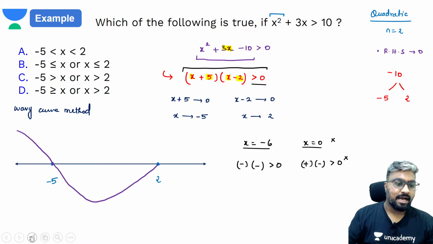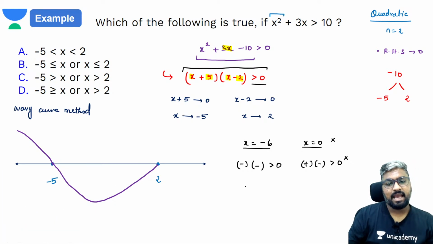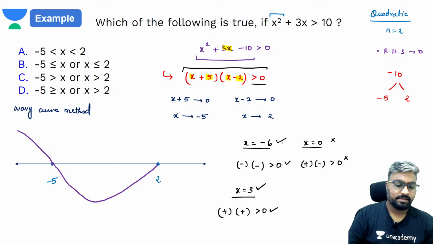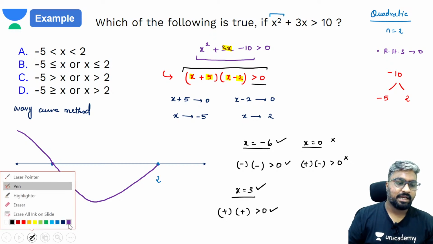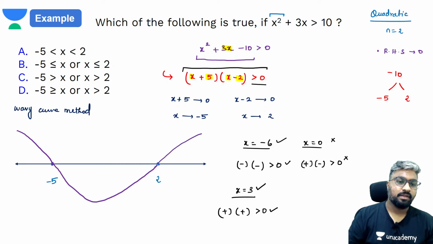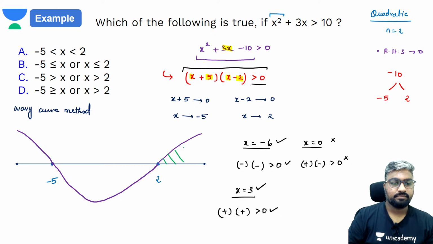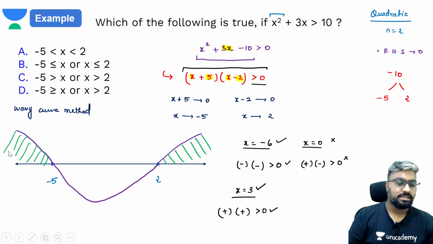Yes. Again further, try out a value greater than 2. If I say x is equal to 3, 3 + 5 is positive, 3 - 2 is positive. Positive into positive is positive, satisfies. Are you getting this? So what happens here? Our graph comes back up. So what are the areas where it was positive? Here. These are the areas where our equation was positive.